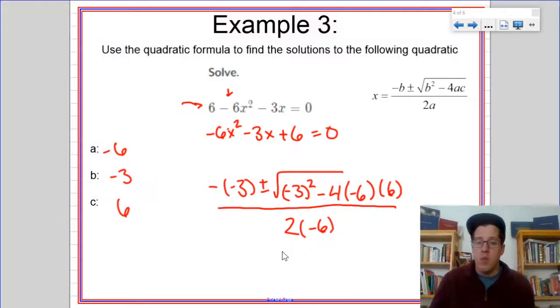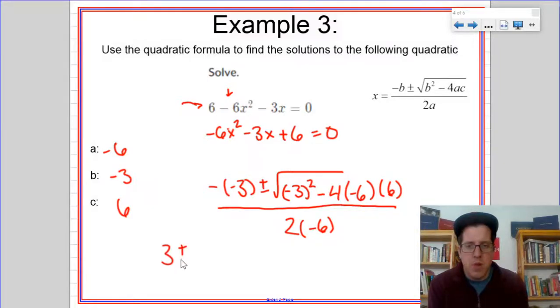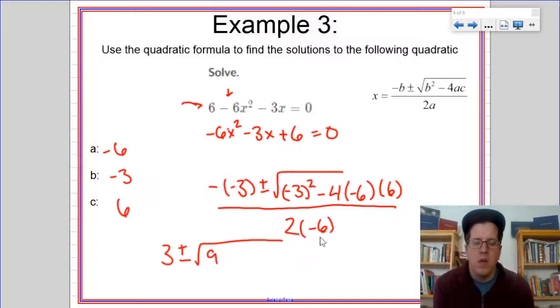Okay? I'm going to do a little bit of simplifying. So negative 3 is 3, plus or minus the square root of 9. That's negative 3 times negative 3. This is 4 times negative 6 times 6, but there's another negative in here. So these two negatives are going to cancel out and become a positive.